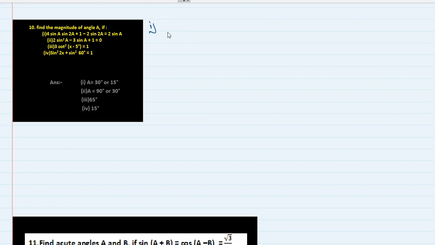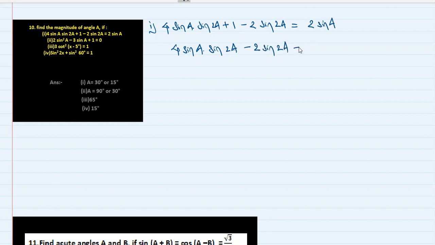Number 1. Find the magnitude of angle A. So these are trigonometric equations which we have to solve. Please pay attention. 4 sin A times sin of 2A plus 1 minus 2 sin 2A is equal to 2 sin A. Okay, so this will become 4 sin A times sin 2A, minus 2 sin 2A, minus 2 sin A is equal to 0.